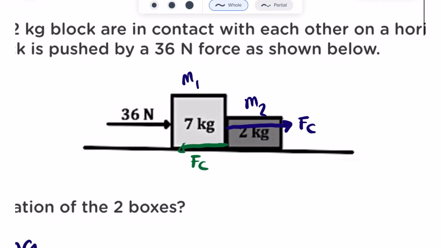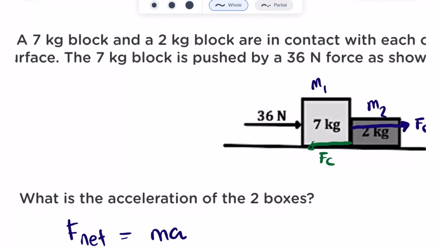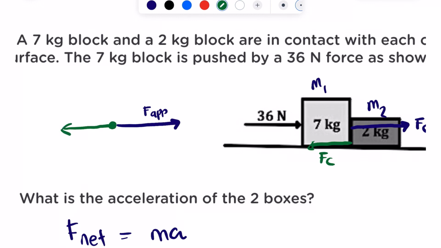So if we're going to draw the free body diagram of the 7 kilogram box, it is going to look like this. We'll have the dot right here, which represents the 7 kilogram box. There is an applied force of 36 newtons that points to the right, so we have our applied force. And we have the contact force that is due to the fact that the 2 kilogram box will also exert a force on the 7 kilogram box. So this is the free body diagram of the 7 kilogram box.